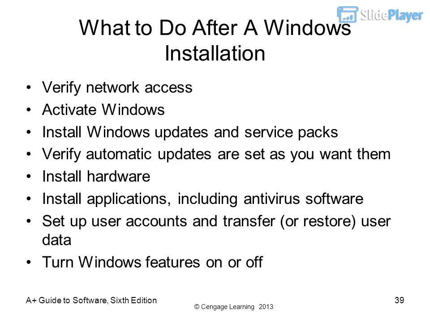A+ Guide to Software, 6th edition. What to do after a Windows installation. Verify network access. Activate Windows. Install Windows updates and service packs. Verify automatic updates are set as you want them. Install hardware. Install applications, including antivirus software. Set up user accounts and transfer, or restore, user data. Turn Windows features on or off.